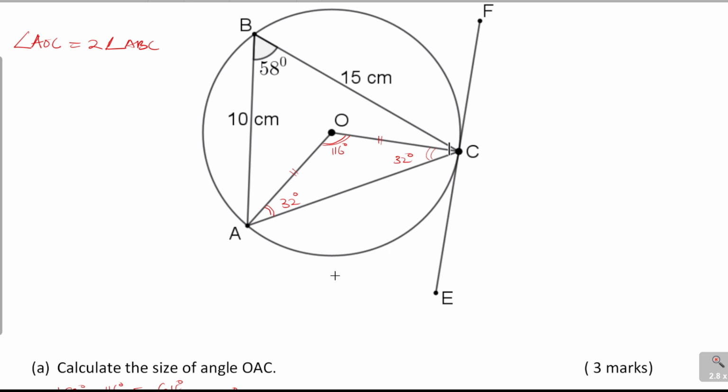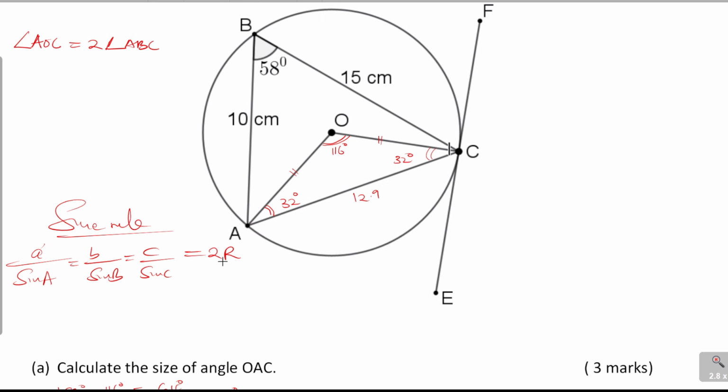The radius of the circle. So what are we going to use to get the radius of the circle? Since we have this side as 12.9, that is AC, now we have triangle ABC having all the 3 sides given. So to get the radius of the circle, we are going to use the sine rule. And the sine rule, if you can remember this, a divided by sine A is equal to b divided by sine B is equal to c divided by sine C is equal to 2 multiplied by the radius. So this is the concept that you're going to use.